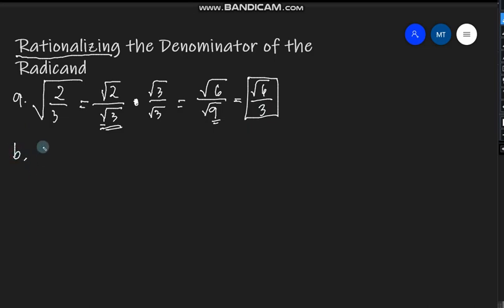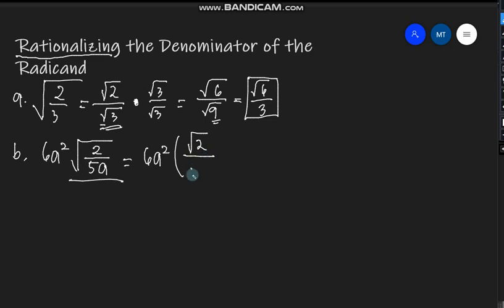Now, another example, what if we have it like this? 6a squared square root of 2 over 5a. So, we have 6a squared. This part here is the same as square root of 2 over square root of 5a.